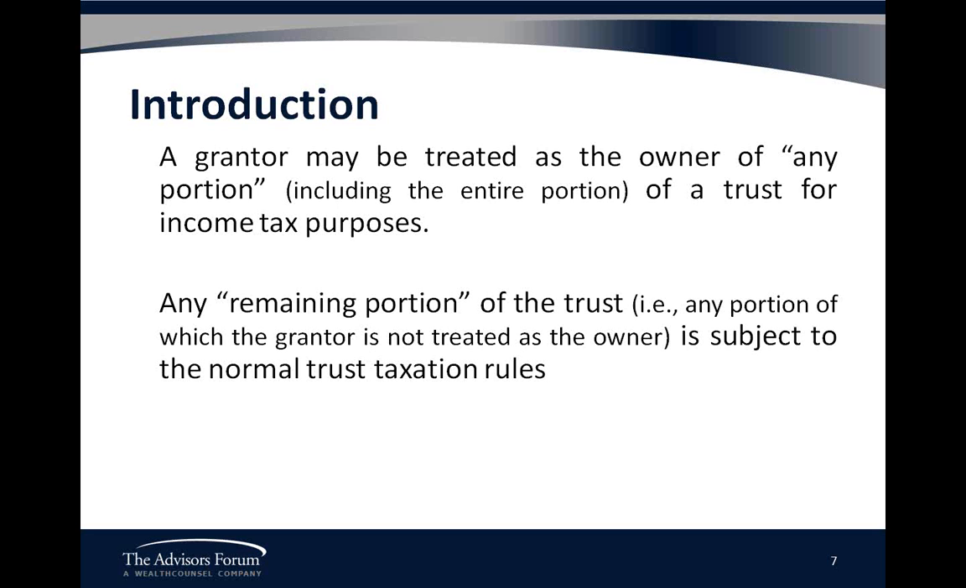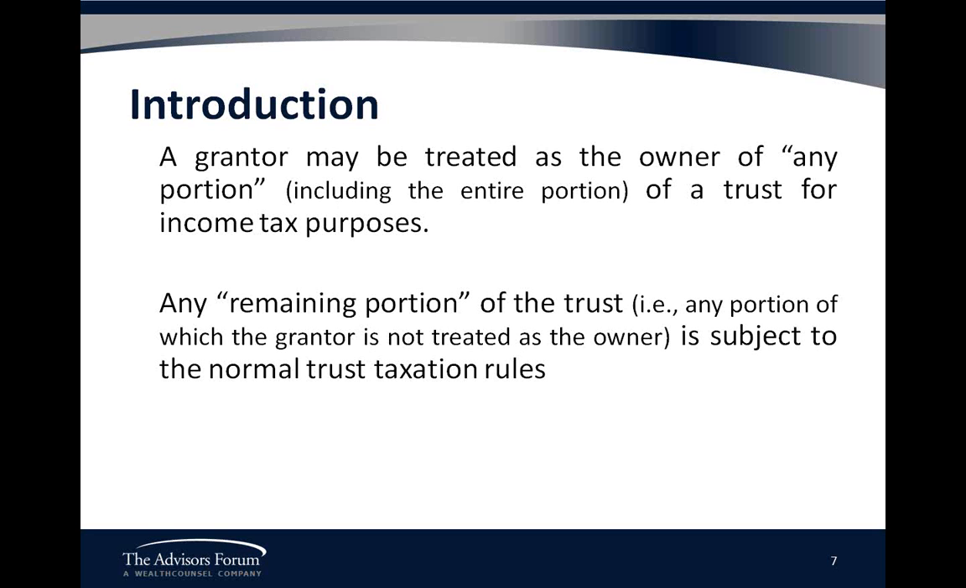So then we have different tricky language. The grantor trust provisions are in Sections 671 through 679. The statute is an interesting compilation of words. It's kind of complicated. There are exceptions inside of exceptions inside of exceptions, so sometimes the exception becomes the general rule. But generally speaking, the grantor is treated as the owner of any portion, which could include the entire portion, of a trust for income tax purposes.